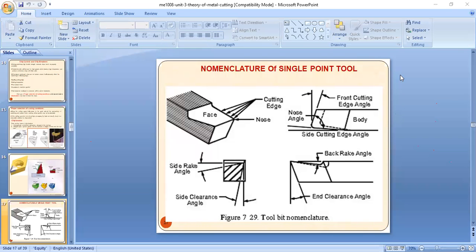So we have the two cutting edge angles. One is the auxiliary cutting edge angle, or the front cutting edge angle. The end cutting edge angle is also known as the front cutting edge angle, and the other one is the side cutting edge angle. You just try to see this part. This is the side cutting edge angle, and this part is the front cutting edge angle. This is the body of the tool.